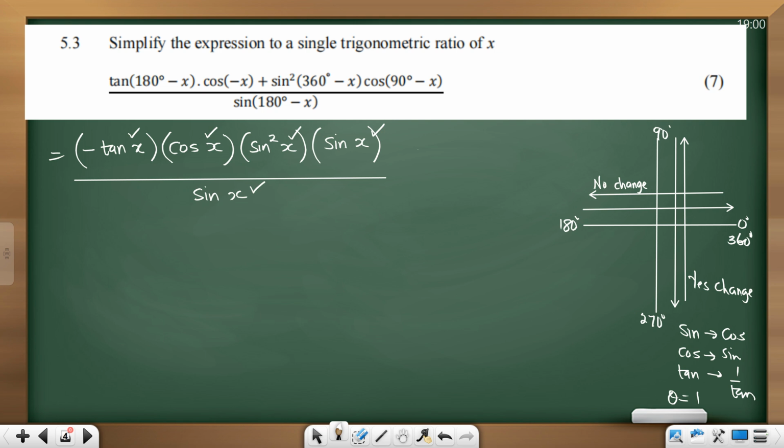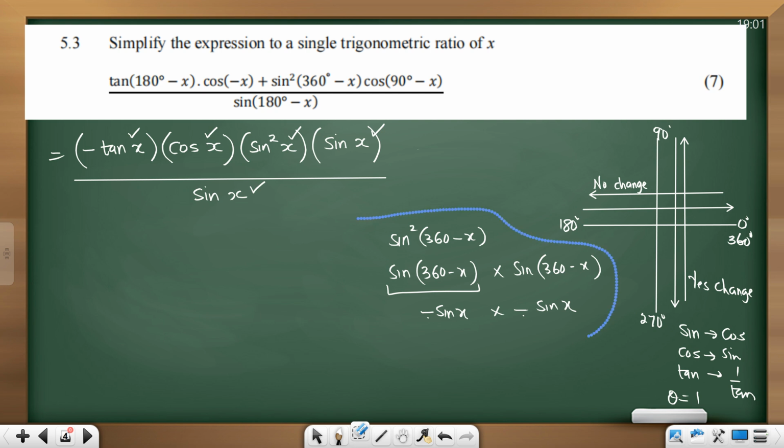Okay, let me show you that if it is positive, look, sine squared 360. Once I see a squared, it becomes positive. It simply means sine 360 minus x multiplied by sine 360 minus x. They are both in the fourth quadrant. So this alone would give me negative sine x multiplied by negative sine x. What is negative times negative? Positive. Okay. So anytime I see a squared, automatically it is a positive.